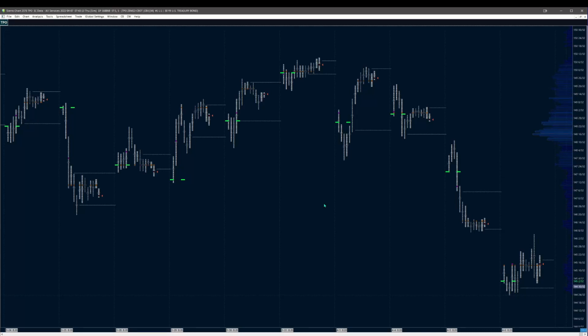Hello there, folks. Welcome to an overview of the market profile. Due to a poll that we held, it seemed to be the slight winner.